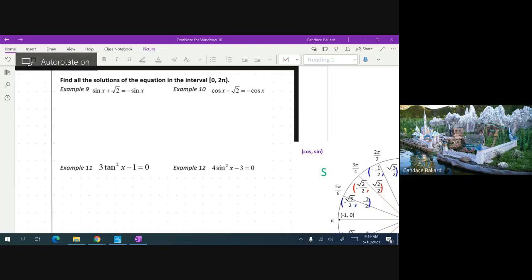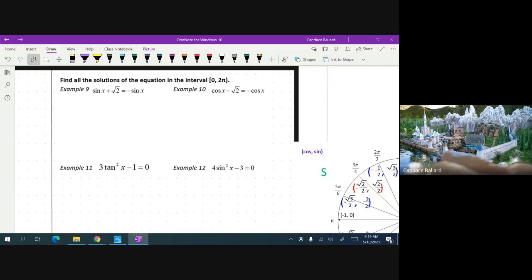So what I would do on this first one is I would take this sine that's a 1 sine and I would add it to the other side. So it's like we're adding 1 sine x here, which would give me 2 sine x, because 1 sine x plus 1 sine x would be 2 sine x. At the same time, I'm going to subtract the square root of 2 to the other side.